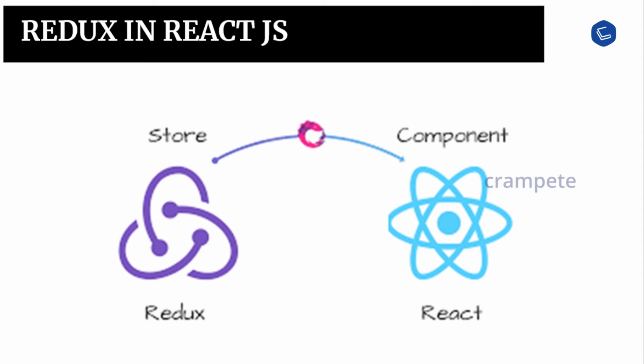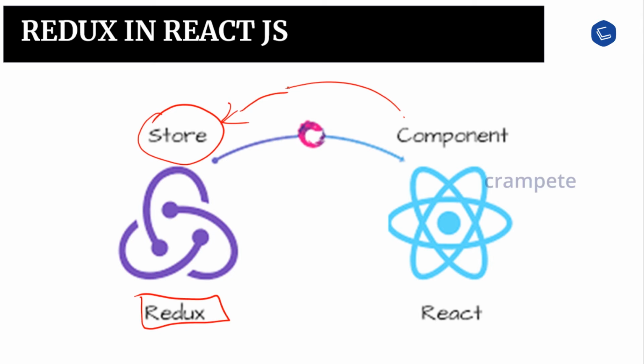Let's learn about Redux in React.js. React Redux is an official data binding for the data in React. It allows React components to read the data from the Redux store and dispatch actions to the store to update the data.